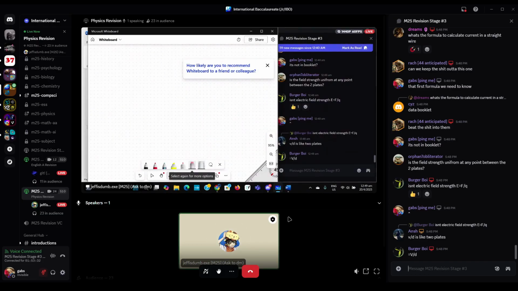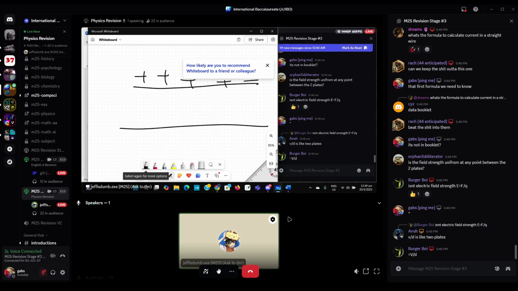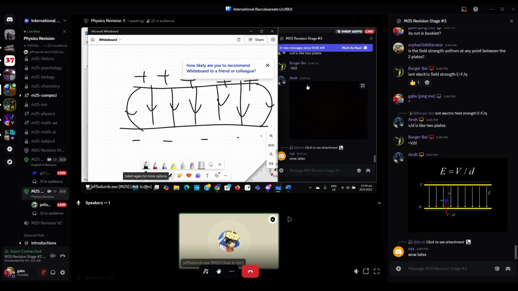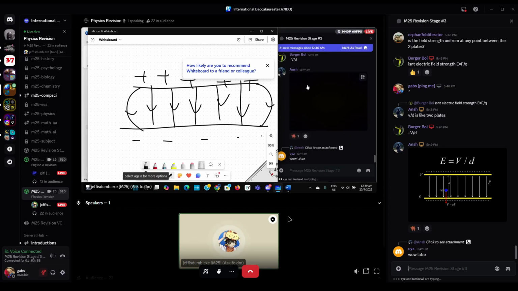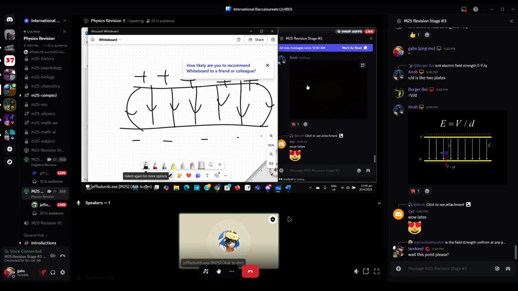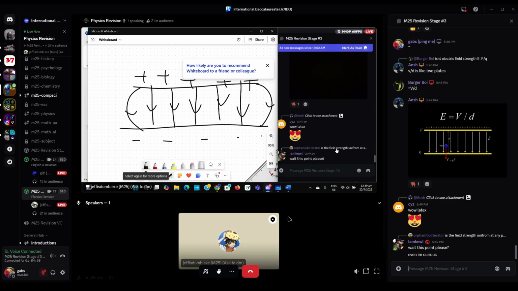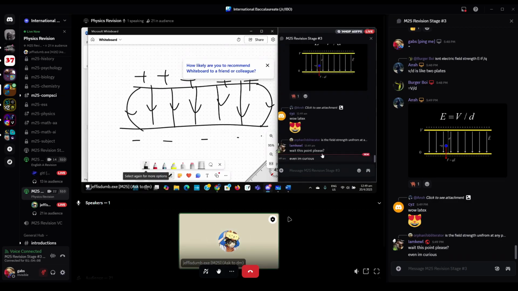For parallel plates, these lines go from positive to negative. It should look like this. On the edges there will be some edge effects, but in the middle you can see the field is uniform. And just like gravitational fields, as the field strength decreases, your field lines should be further apart. Is the field strength uniform?